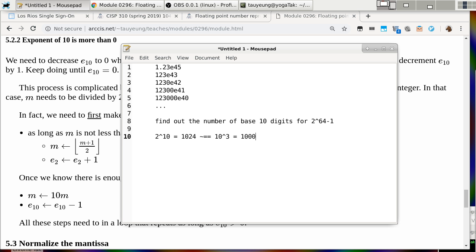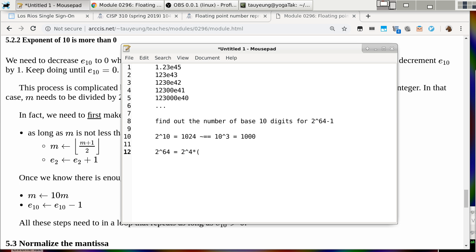So we use this as an estimation method. How do we use this? Well, 2 to the power of 64, forget about the minus 1 because it's really inconsequential in this estimate, is basically 2 to the power of 4 times 2 to the power of 60. We will leave that 2 to the power of 4 by itself on the outside.